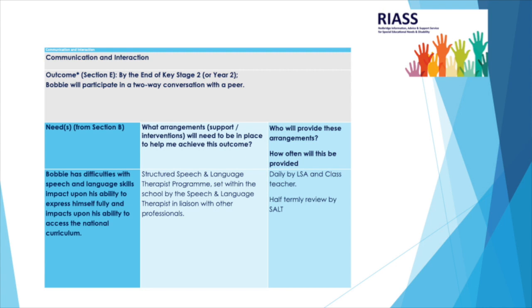The arrangements, the support, the provision that should be in place for Bobby is that he will have a structured speech and language therapist programme set within the school by a speech and language therapist in liaison with any other professionals. And also, who will provide these arrangements? How often will they be delivered? So they will be delivered daily by an LSA and the class teacher, and these will be reviewed half-termly by the speech and language therapists.